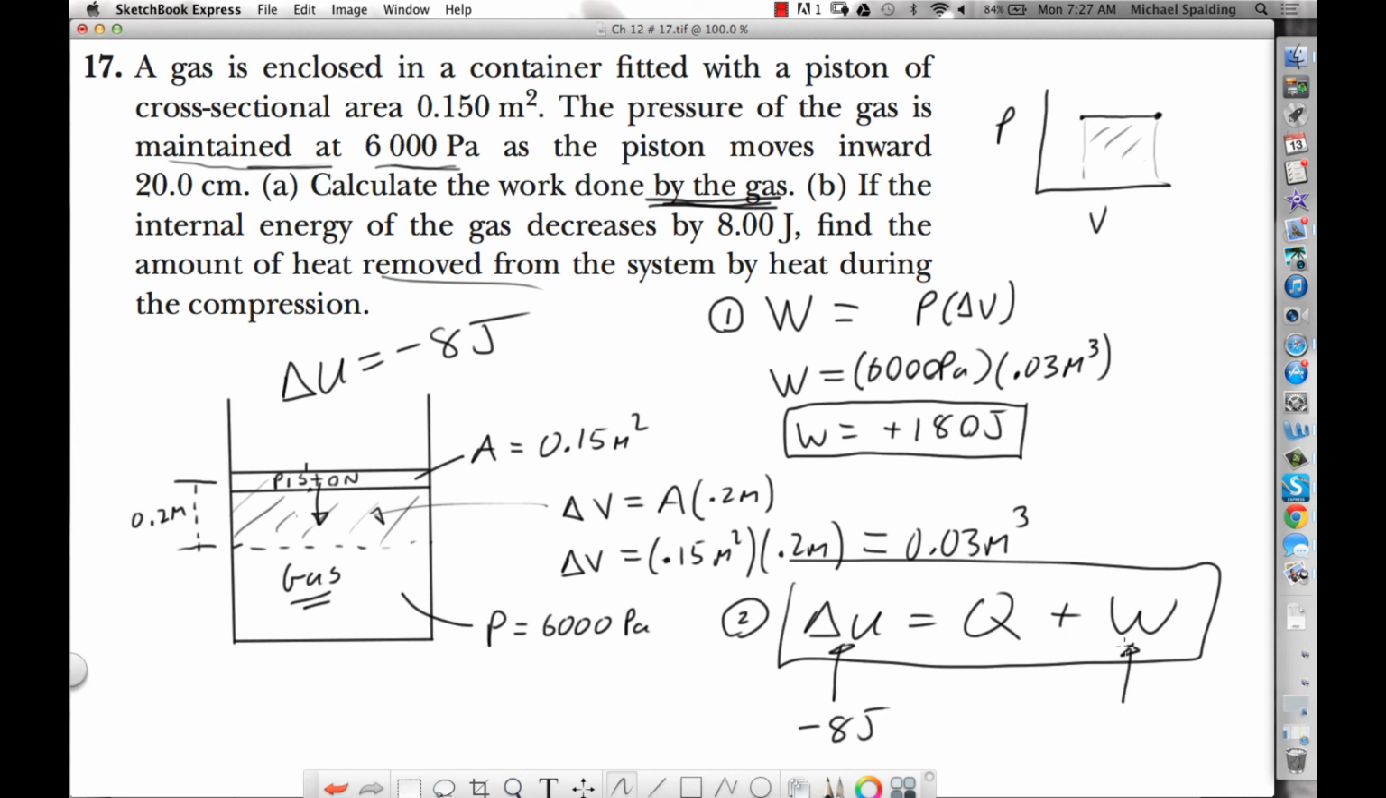We know that the work is positive 180, right? So what must the heat be? Negative 188, right? The work is positive 180. The change of internal energy was negative 8, so the heat must be negative 188.